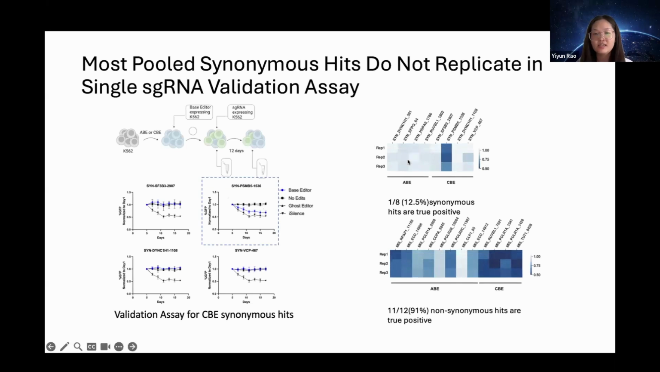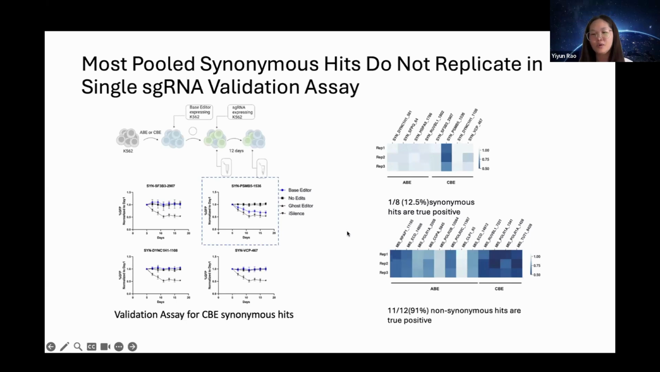And for the synonymous sgRNAs, only this one showed a significant depletion effect. All the other ones are false positives. And for the missense sgRNAs, most of them are validated, and there's only one false positive. So overall, this gives us our first message: the true positive rate for synonymous sgRNAs is kind of low in the pooled screen.